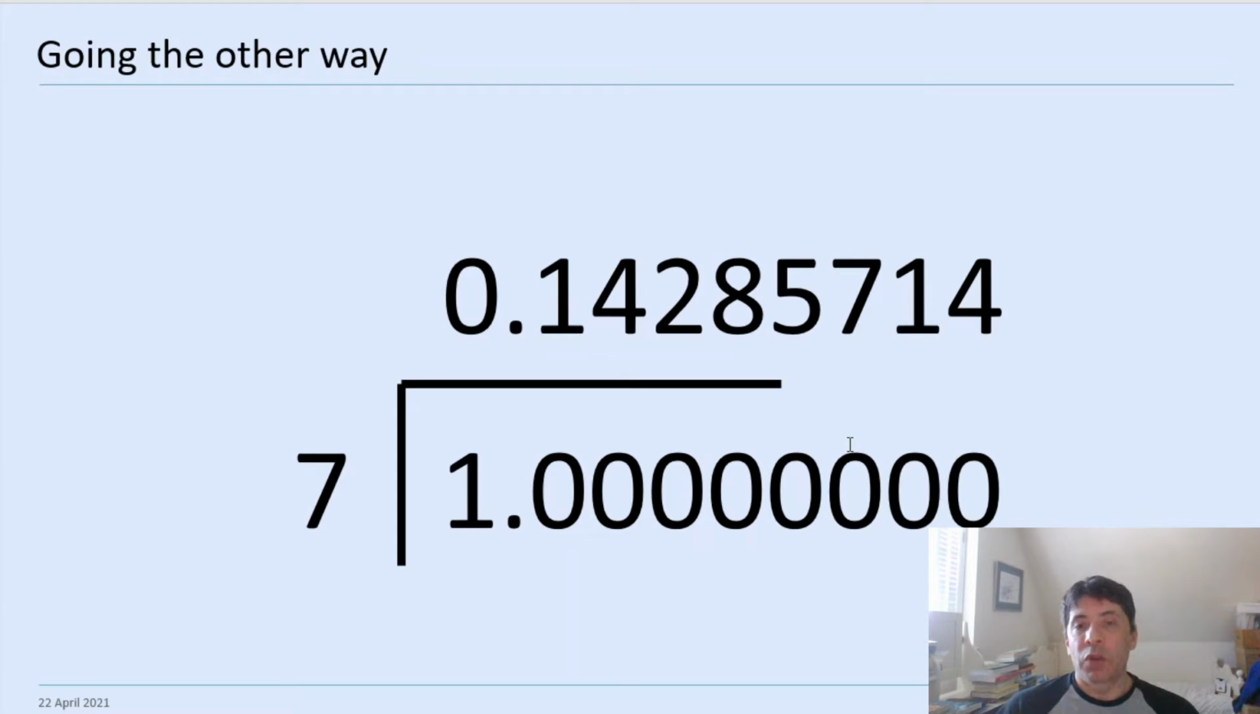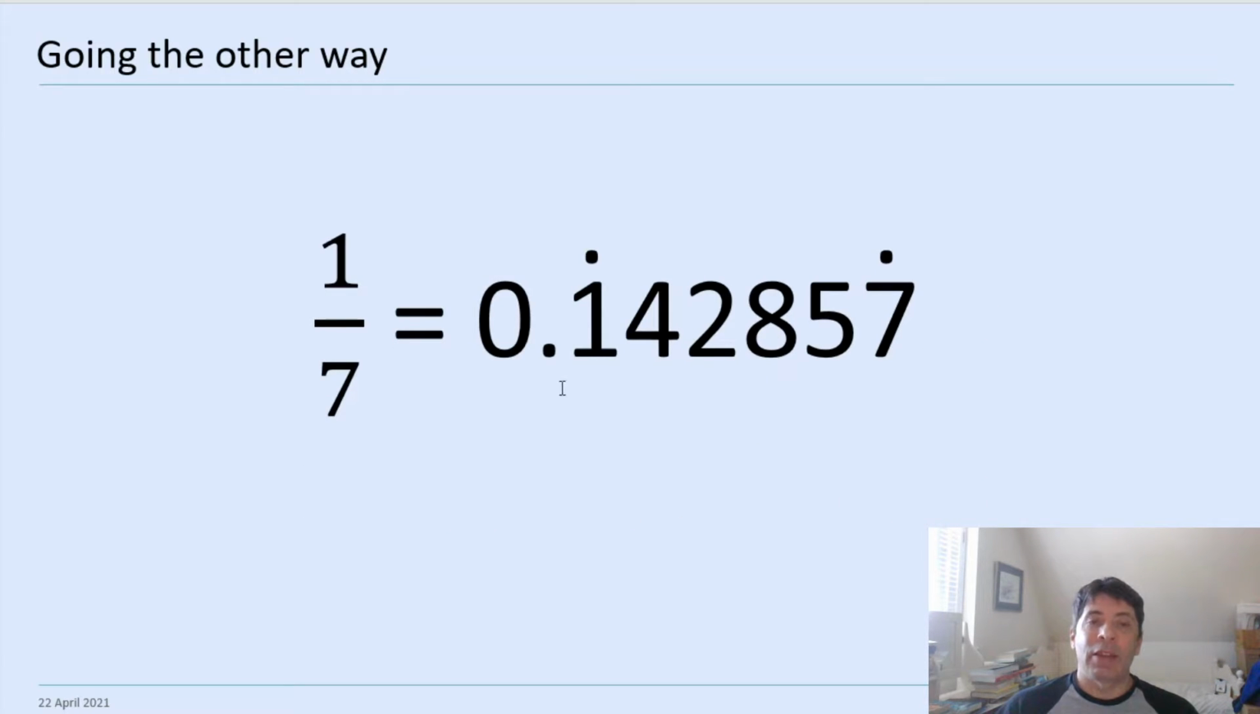0.142857, 142857, 142857. It's recurring in a different way, and we write it like this: 1/7 equals 0.142857 recurring. So the dots are over the 1 and the 7 to show that this pattern is repeated.